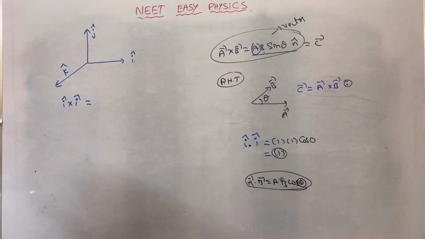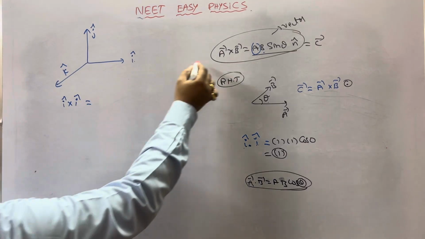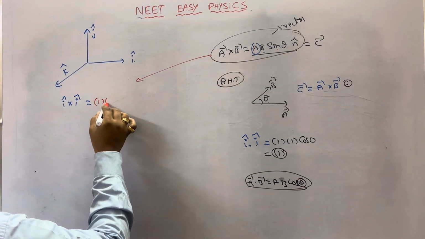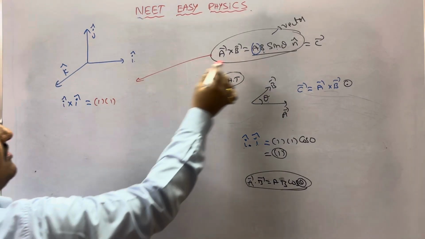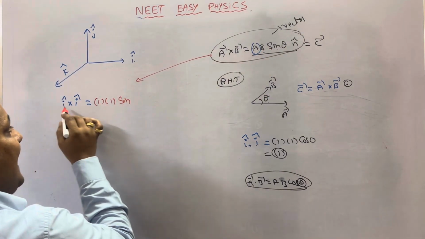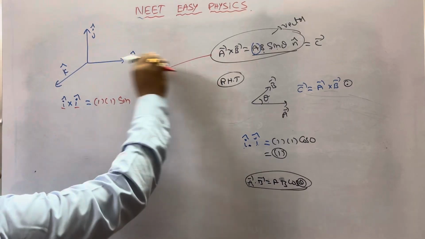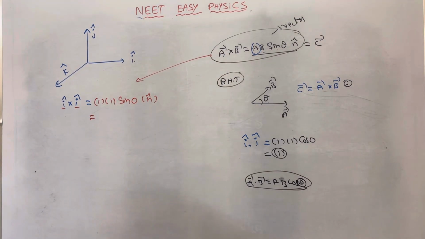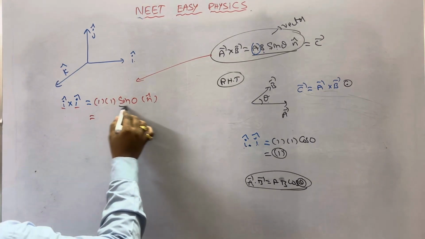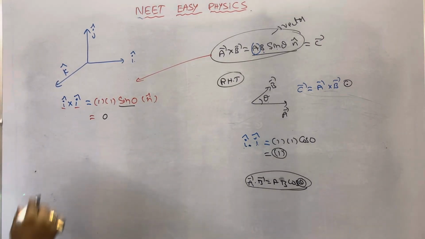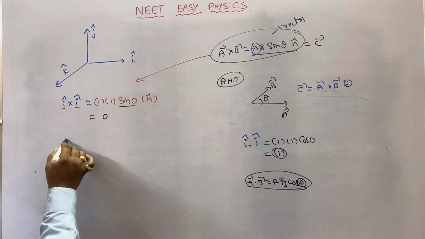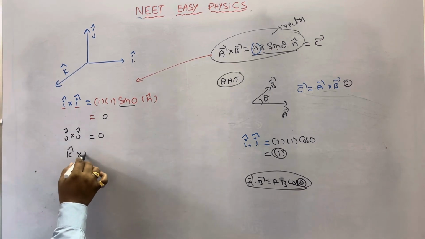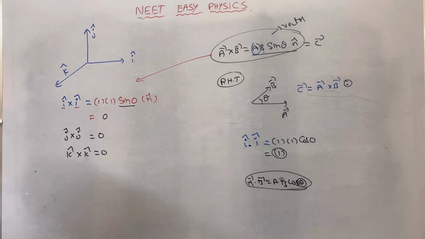Now we will see what is i cap cross i cap. Again we have to follow this formula, AB sin theta n cap. So 1 into 1 into sin, what is the angle between i cap and i cap? Both are in the same direction, so sin 0 n cap. What is sin 0 value? Already we discussed, sin 0 is going to be 0. Therefore i cap cross i cap is 0. Similarly j cap cross j cap is also 0. k cap cross k cap is also going to be 0.